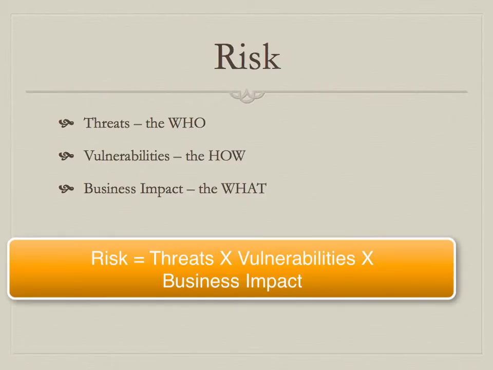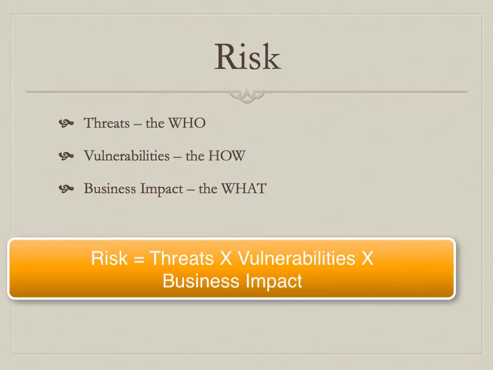So risk is composed of threats, vulnerabilities, and business impact. Threats times vulnerabilities times business impact equals risk. Threats, as we're going to see as we go through this, is the who. And when we say who, we don't just mean humans, but we mean any kind of man-made or natural occurrence that can use vulnerabilities to cause damage to the business.